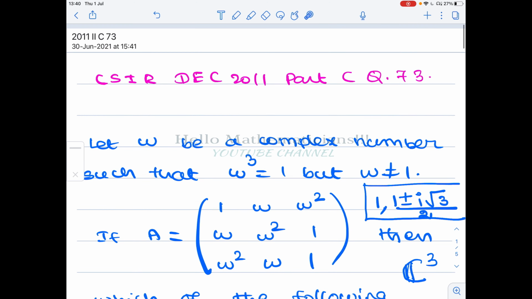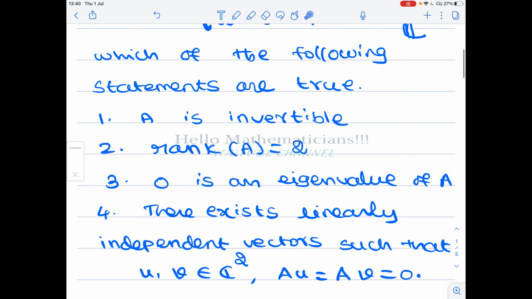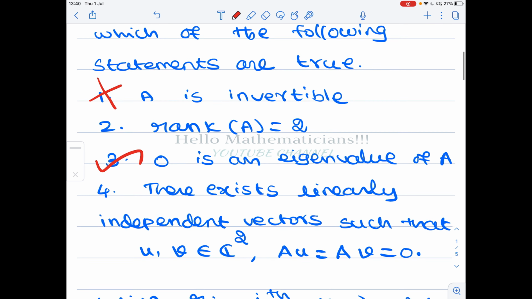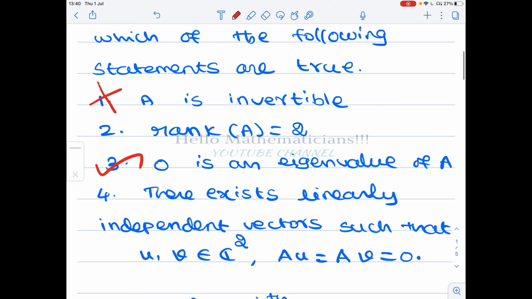Okay, so now we come to the options. We get that 0 is an eigenvalue of A is a correct option. Once 0 is an eigenvalue of A, then we conclude that A is invertible is wrong. So now we have two options left, whether rank of A is 2 or there exist linearly independent vectors u and v such that Au = Av = 0. So let's deal with them.